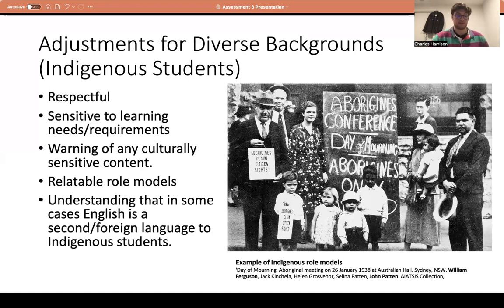Also, I will understand that in most cases for an Indigenous student, English is a second language or even a foreign language to them. Therefore, I will plan to explain things in more than one way to ensure students understand the lesson content and task instructions in order for them to succeed in their learning. By clarifying and explaining tasks clearly and in multiple ways, it will help improve Indigenous student literacy.